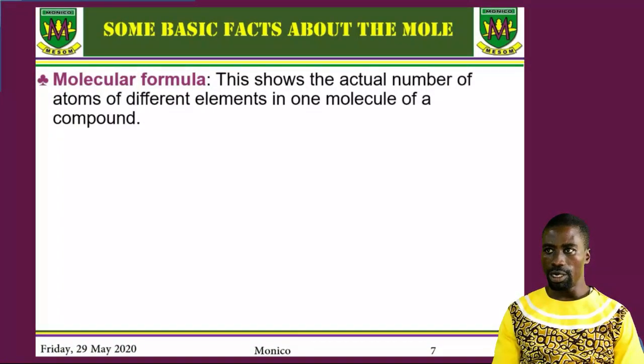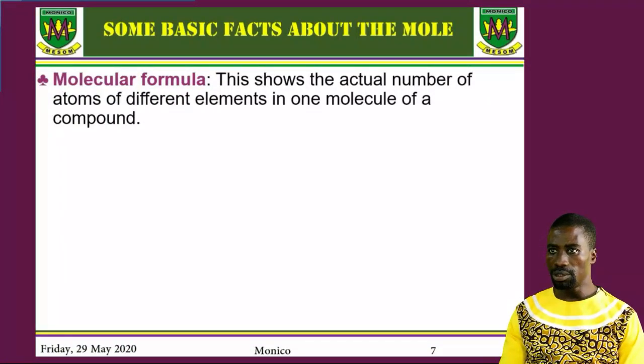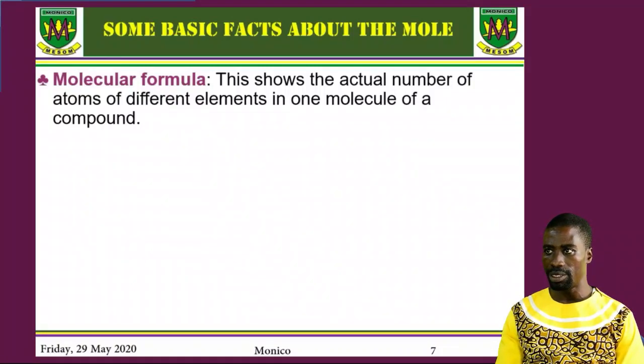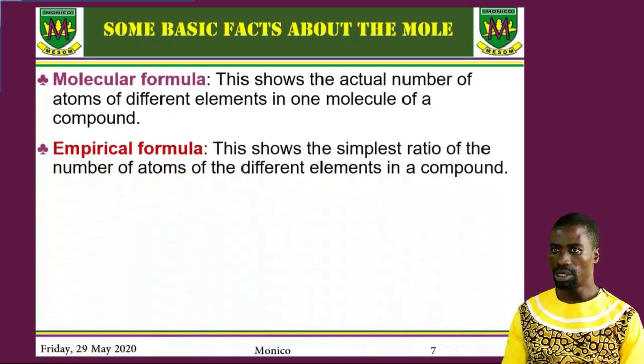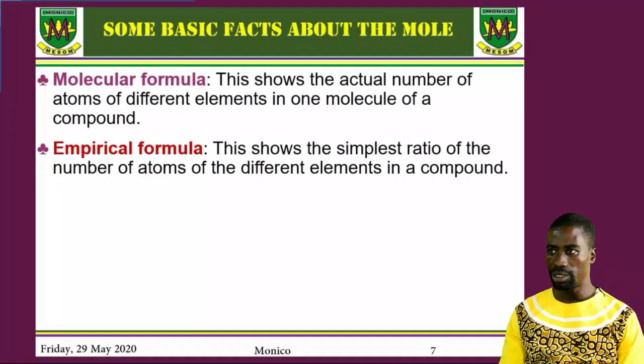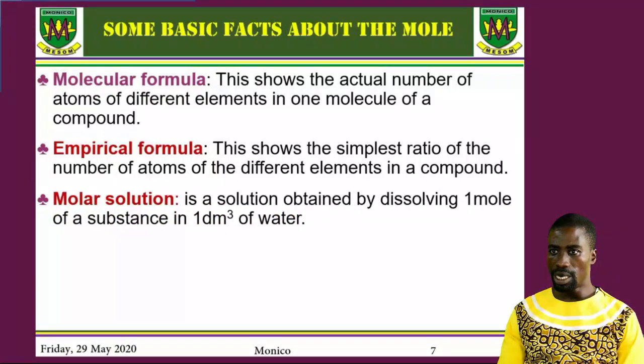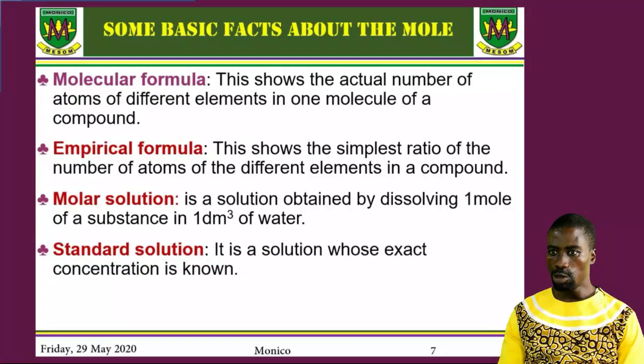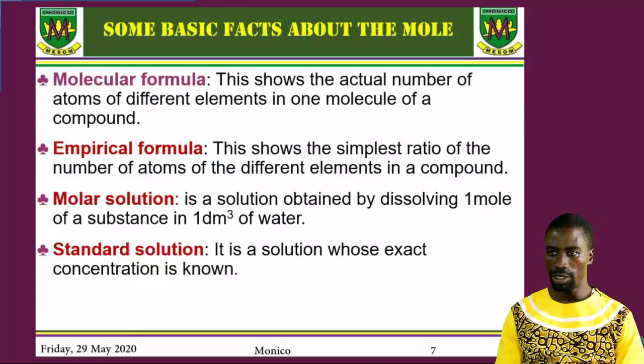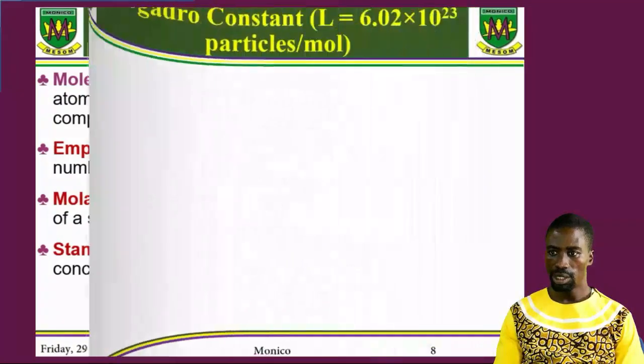Good. Now there's what we call molecular formula. This also shows the actual number of atoms of different elements in one molecule of a compound. We'll look at this empirical formula later. And then we'll have molar solution. We'll also look at molar solution. We also have the standard solution. We'll look at this when we are dealing with concentration of solutions.